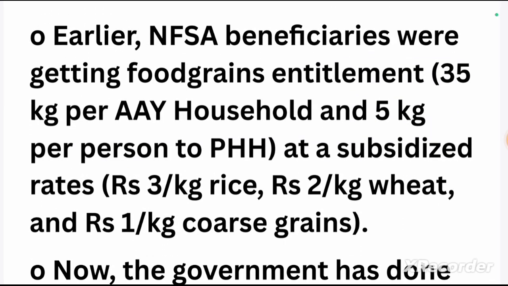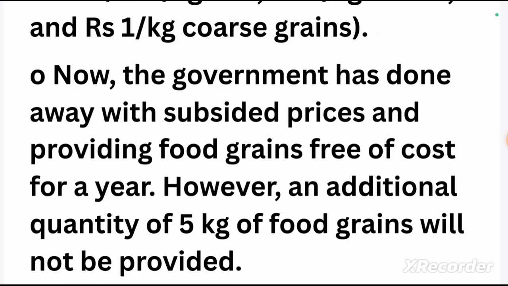Earlier, National Food Security Act beneficiaries were getting food grain entitlements of 35 kg per Antyodaya Anna Yojana household and 5 kg per person to priority households at the subsidized rate of rupees 3 per kg for rice, rupees 2 per kg for wheat and rupees 1 per kg for coarse grains. Now the government has done away with the subsidized price and is providing food grains free of cost for a year. However, an additional quantity of 5 kg of the food grain will not be provided.